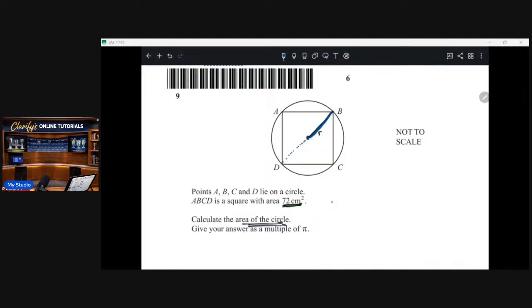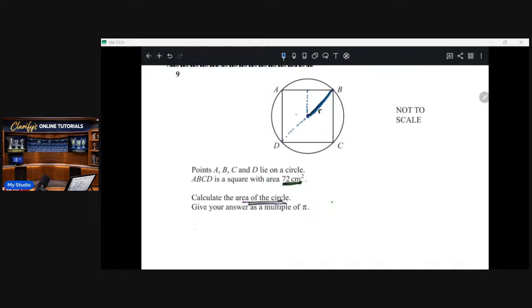Now, what you know is that this distance here is, let's find out, half of your square. So if a square has this area, you say area of a square.